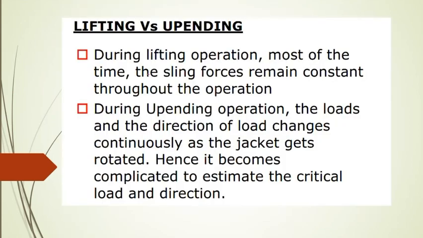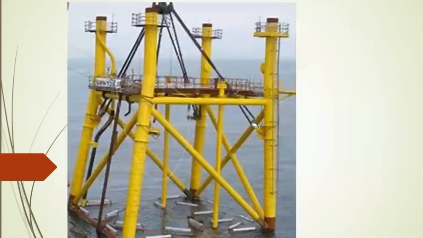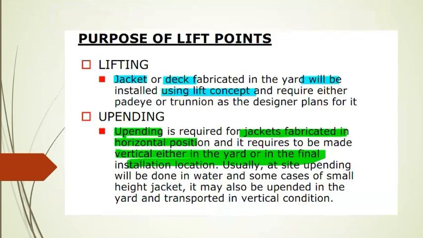You could see here also, this is the upending in air. This is the yard. This is the jacket fabricated in horizontal position, and then using the trailing crane and the leading crane, it's being upended vertically, and then it will be transported in vertical position. That's what it says here. Hope it's clear.